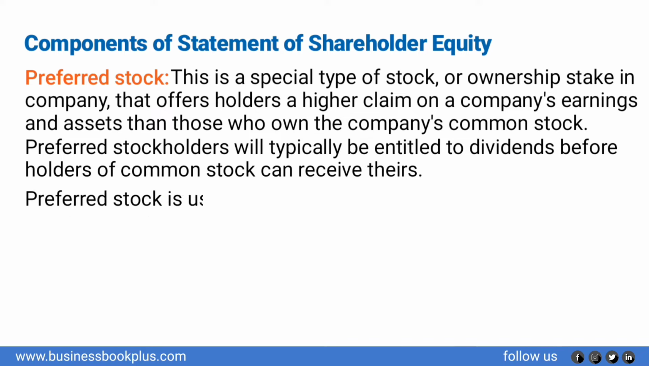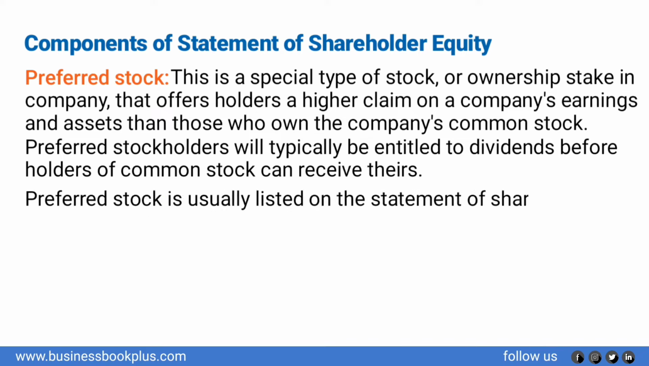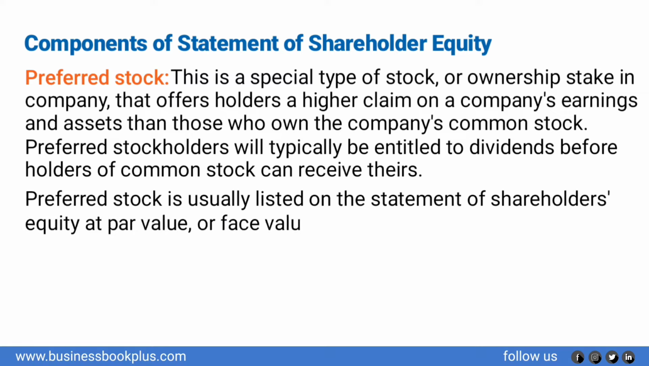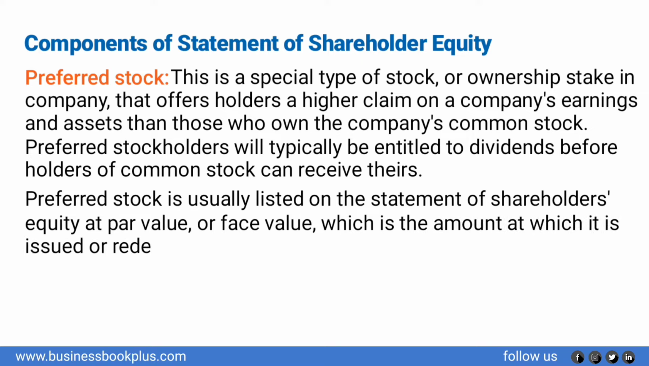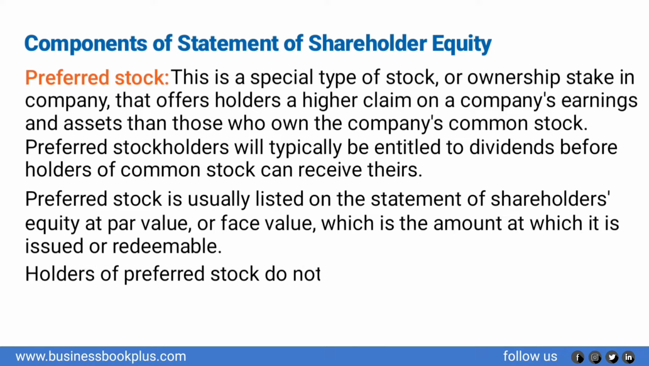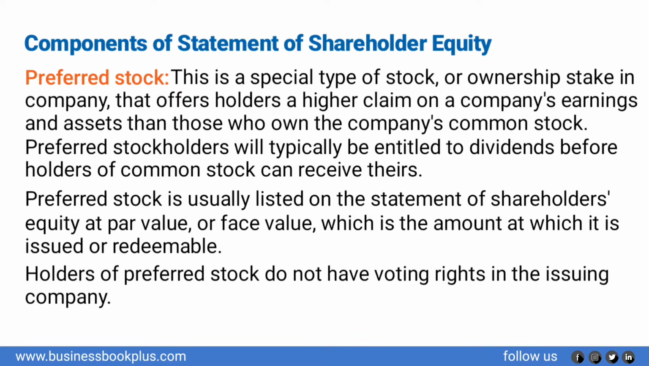Preferred stock is usually listed on the statement of shareholders' equity as par value or face value, which is the amount at which it is issued or redeemable. Holders of preferred stock do not have any voting rights in the issuing company.